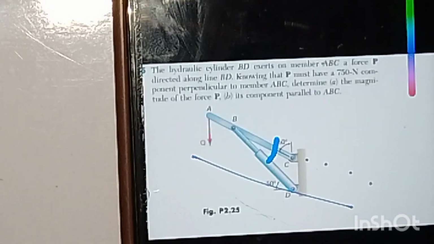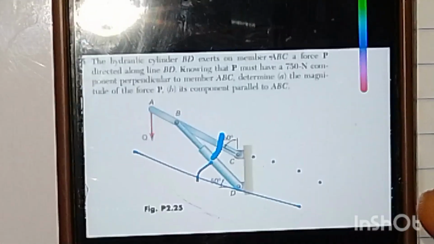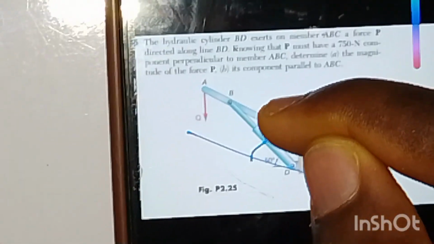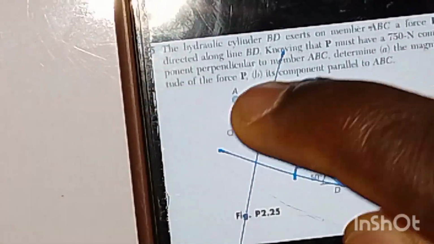From our knowledge, this angle here will be alternate to the angle here. So in this case we will be having our force in this direction. So that means this will be our P. This spot will be our PY, and also this spot will be our what? PX. And this particular one will be the magnitude.